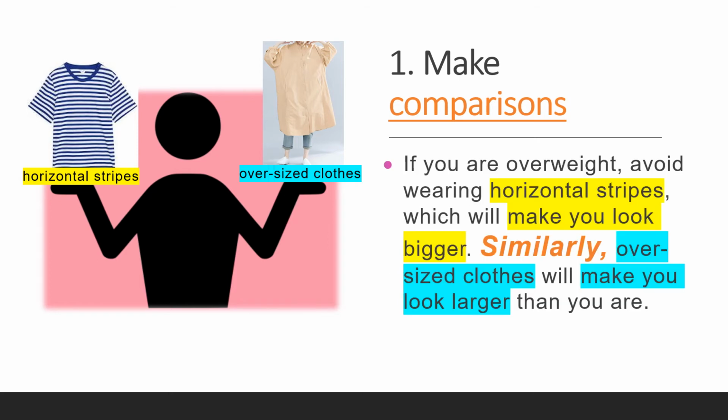If you're overweight, avoid wearing horizontal stripes, which will make you look bigger. Similarly, oversized clothes will make you look larger than you are. Here, the connective similarly is used between the two sentences. It starts the second sentence, followed by a comma. It is to show that the two sentences both talk about similar ideas.